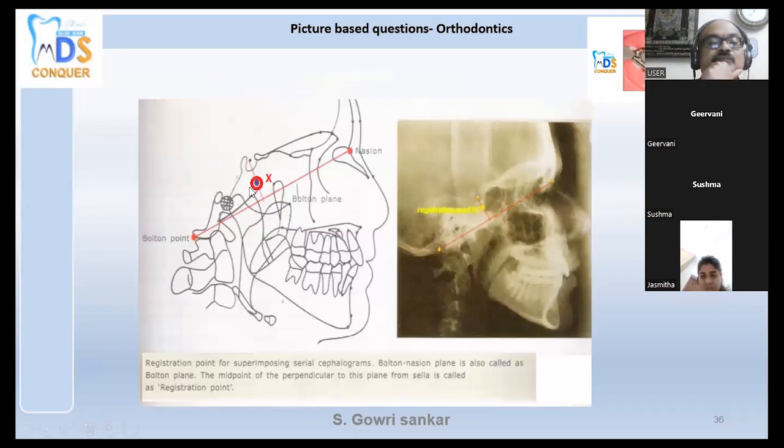Now understand. Why is it a stable point? Because again, go back to basics. It is the cranial base which completes the growth first. We have the sella to nasion anterior cranial base, which is related to growth of your maxilla. And in the middle cranial fossa, we have the mandibular glenoid fossa attached to the posterior cranial fossa. So this point is combining the nasion and the Bolton, the whole length of the cranial base. That's why it is a stable point.